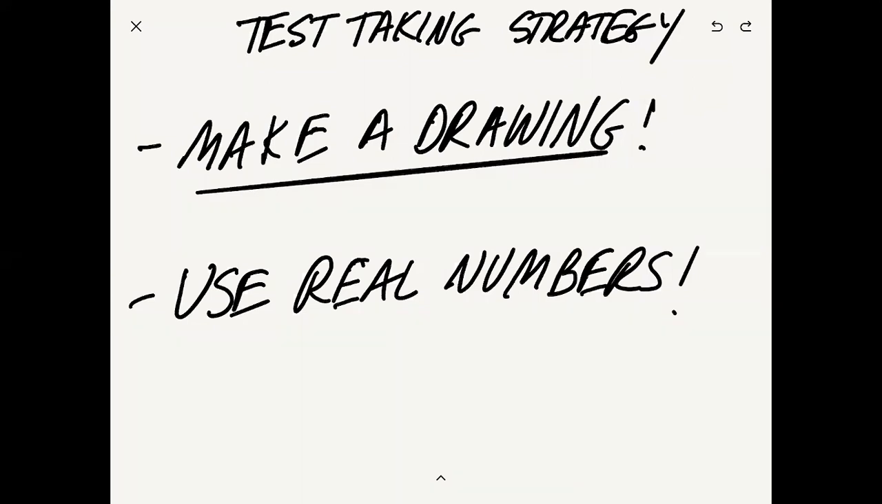The strategy is, when you're not given a drawing, sometimes it's really helpful to make one on your own. So that's one of the first things that I usually tell my students. The other thing is, if you're given a problem that's nebulous and it doesn't give you a lot of details, sometimes it's better to use real numbers. Instead of using variables, why don't you plug in real numbers and see if that makes the problem more concrete and easier to solve.